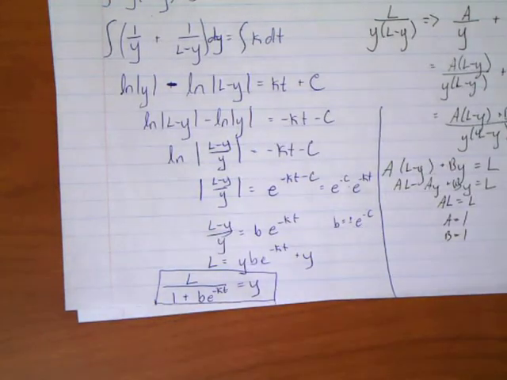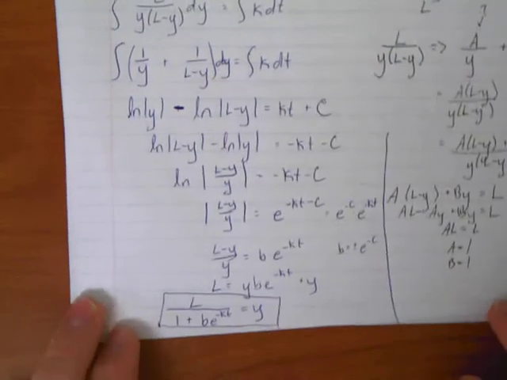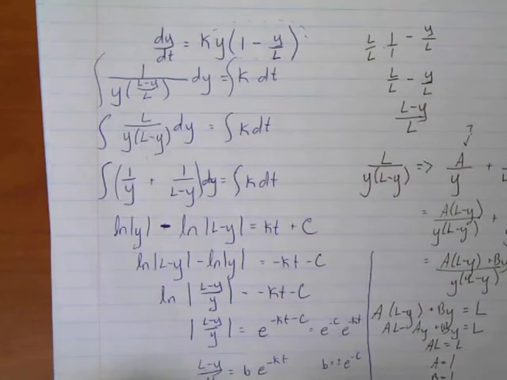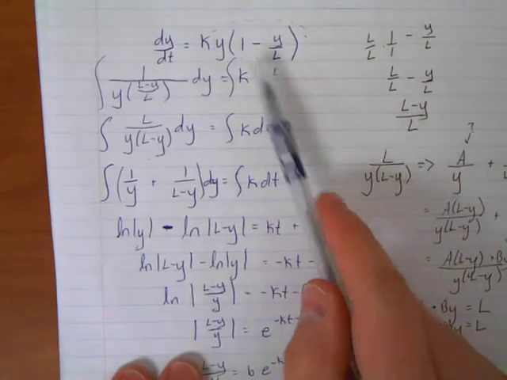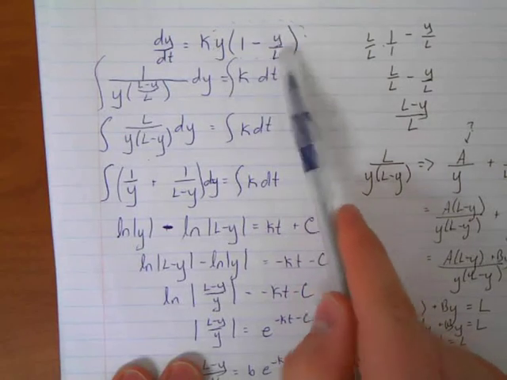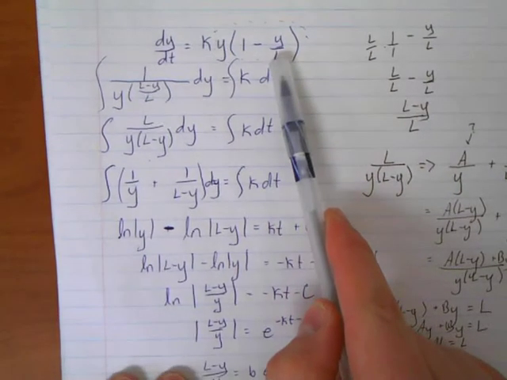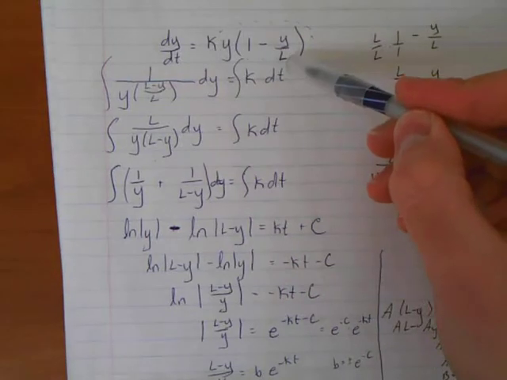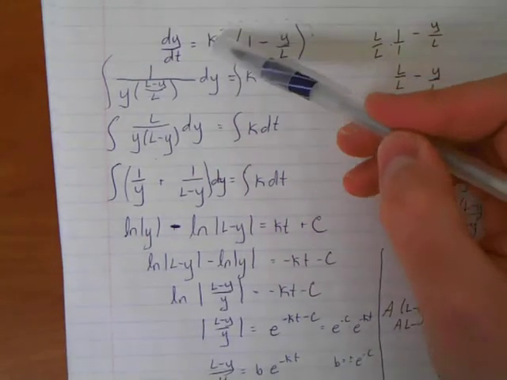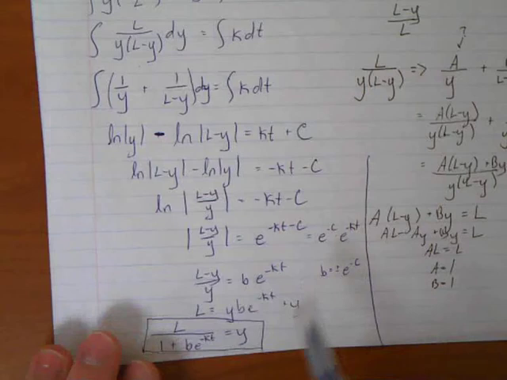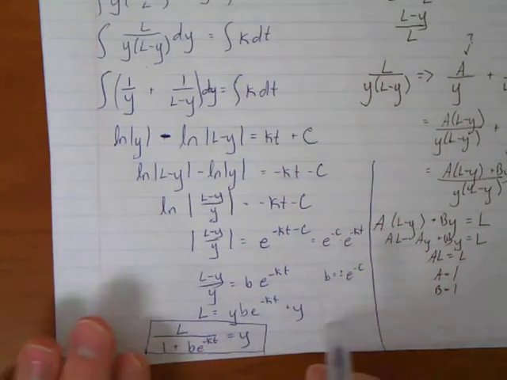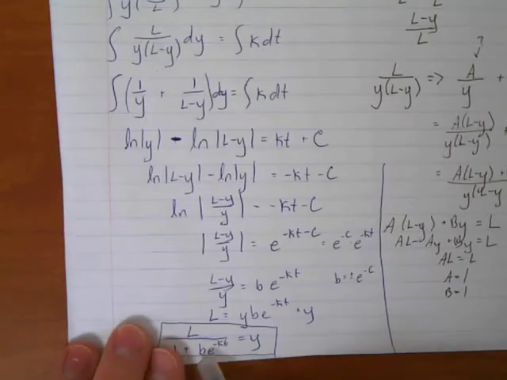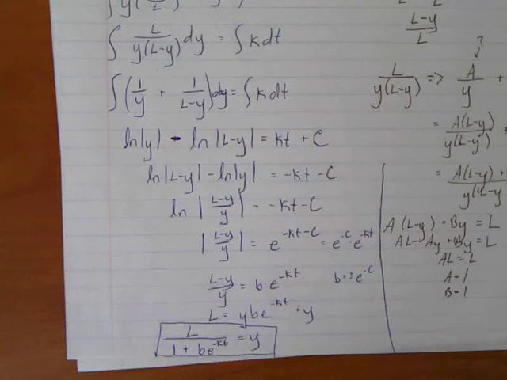So what you need to know is that this differential equation, ky times 1 minus y over L, is the differential equation for a logistic function where L is the carrying capacity, negative k is the growth rate, and there's some b value which you would have to figure out based on information given in the problem. All right, but anyway, this is the solution to that type of differential equation.